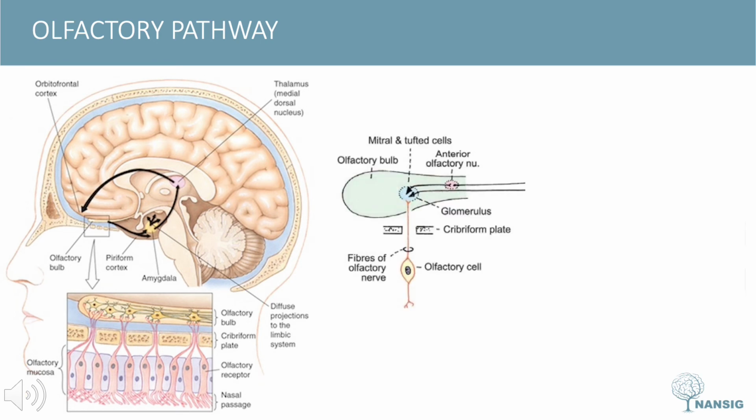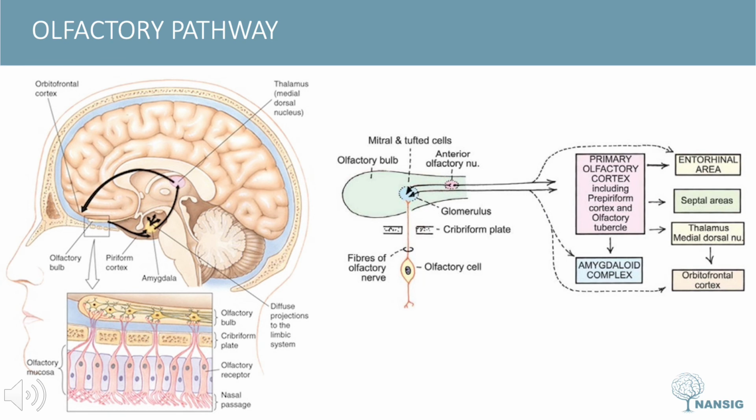There they excite mitral cells and smaller tufted cells in the olfactory glomeruli. The pattern of glomeruli activated in each bulb is distinct between different odorants. Odor-tuned mitral cells then transmit information via the lateral olfactory tract to regions of olfactory cortex, as shown in the figure.